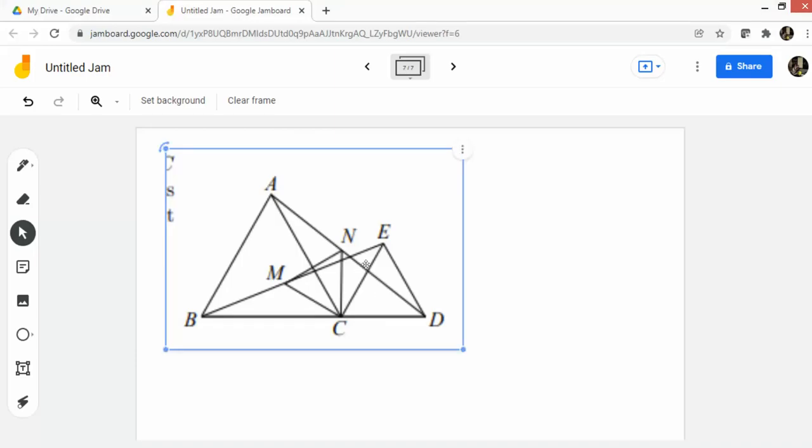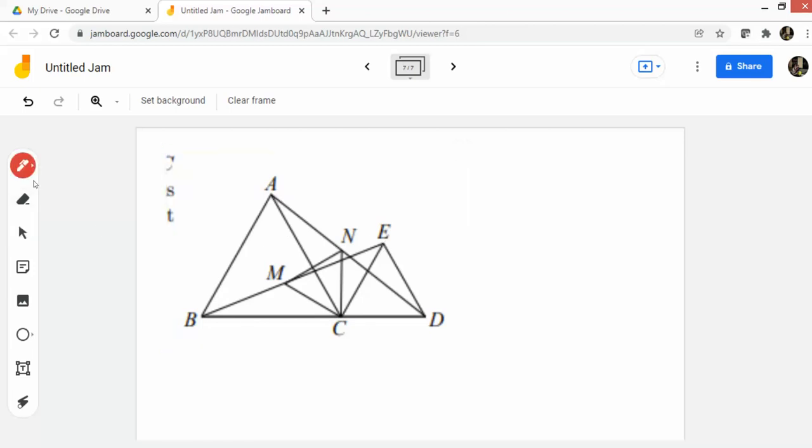So what's the condition? We have A, B, C. This one is equilateral. M is the middle point of B, right? And N is the middle point of AD. So he asks you to prove this one is equilateral.